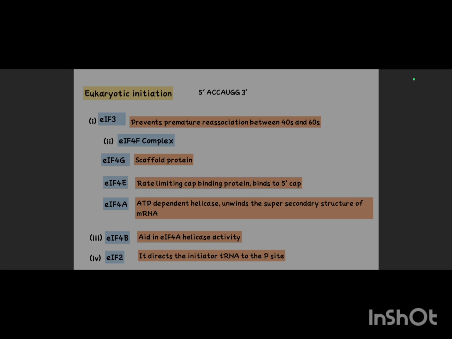Okay, then the next protein comes, that is EIF4B. This actually helps in EIF4A helicase activity. Then the next protein is EIF2. What does it do? Actually, it directs the initiator tRNA to the P site. Same like you saw the similarity between prokaryote and eukaryote, so here also EIF2 directs the initiator tRNA to bind with the P site.